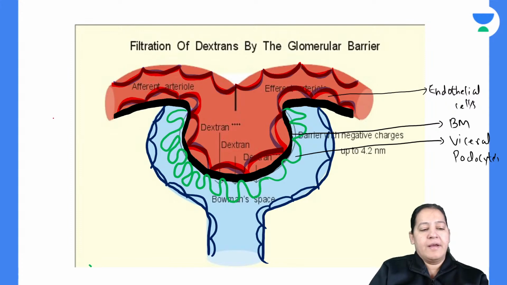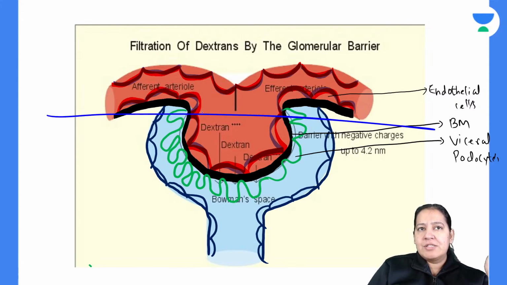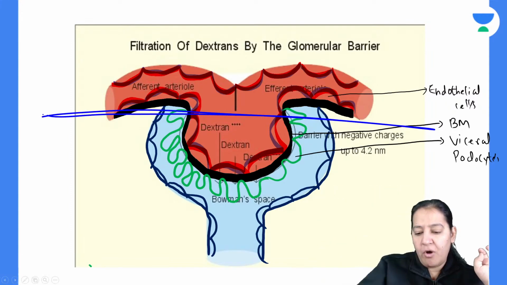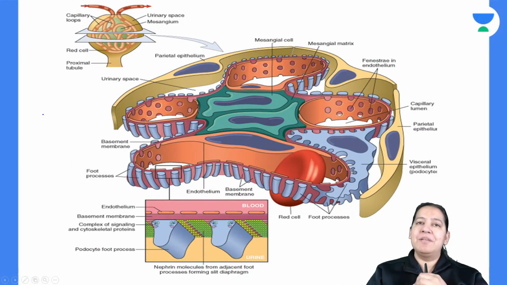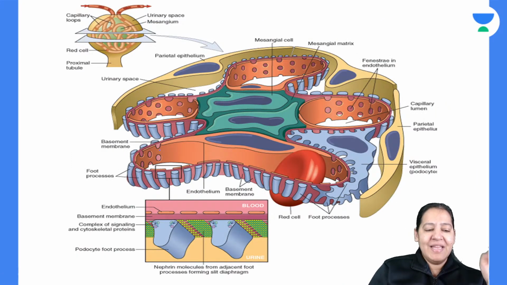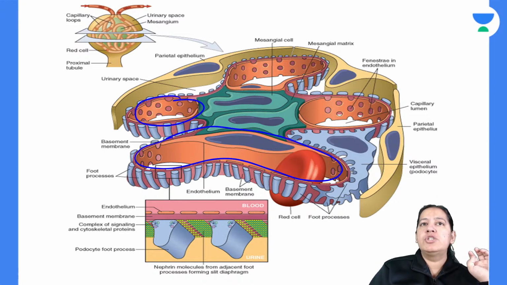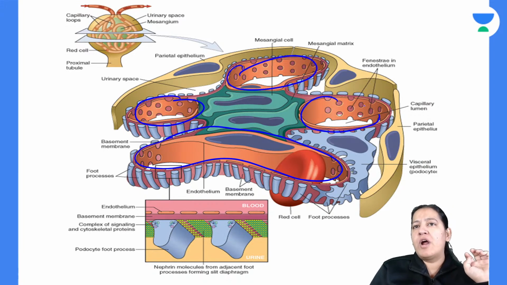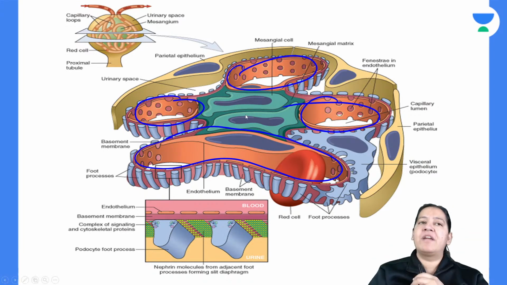If I am cutting this glomerulus from here and looking from above, what will I see? I will see this. Can you see? These are the multiple blood capillaries. I have drawn only one, but there are multiple. 1, 2, 3, 4. Four are shown here. So please appreciate the blood capillaries.